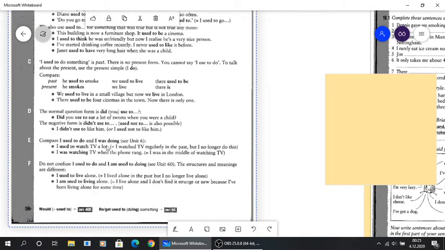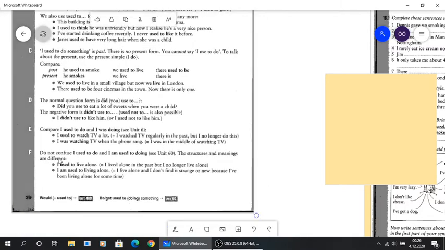Compare I used to do and I was doing. As you see, we can say that. I used to watch TV a lot. I watched TV regularly in the past, but I no longer do this. I was watching means that I was in the middle of watching TV. It's different. Don't confuse I used to do and I'm used to doing.